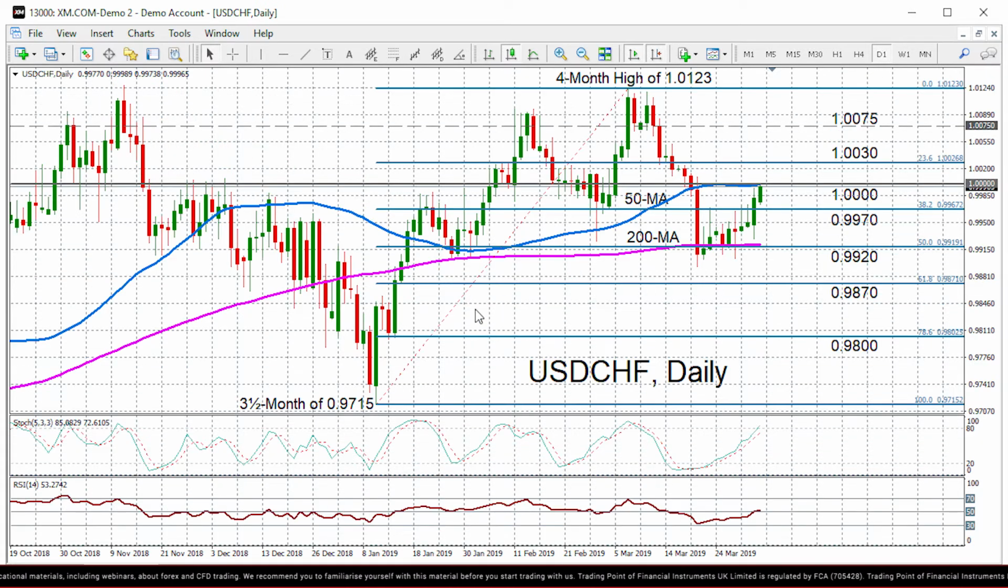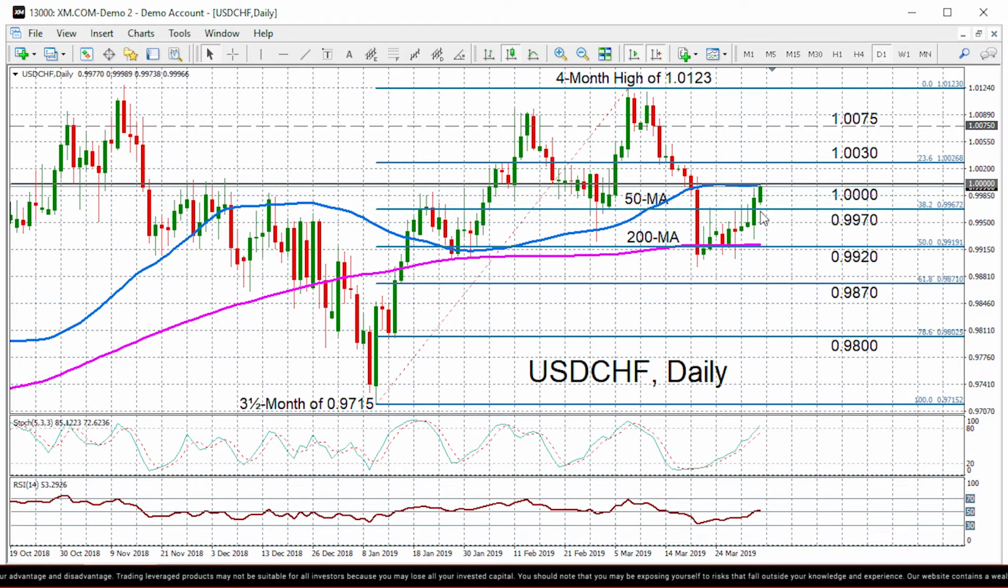Let's then turn to the dollar Swissy pair. We can see another key resistance level here that's capping prices at the moment. So that's around the parity level at 1. It's also where the 50-day moving average is. Looking at the momentum indicators, stochastics are clearly suggesting a strong upside momentum, but looking at the RSI, it is more or less flat, or starting to flatline, around the 50 neutral level.